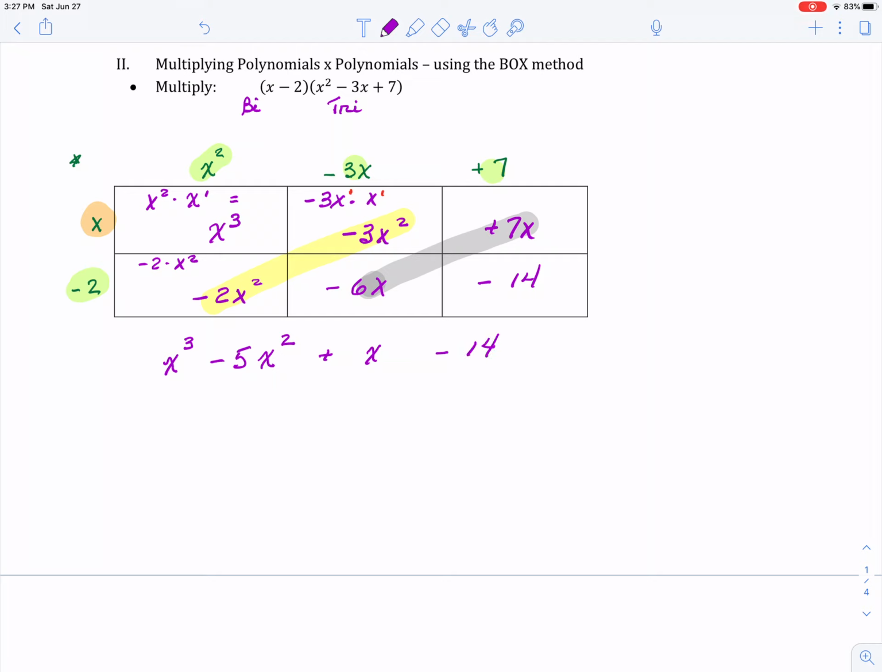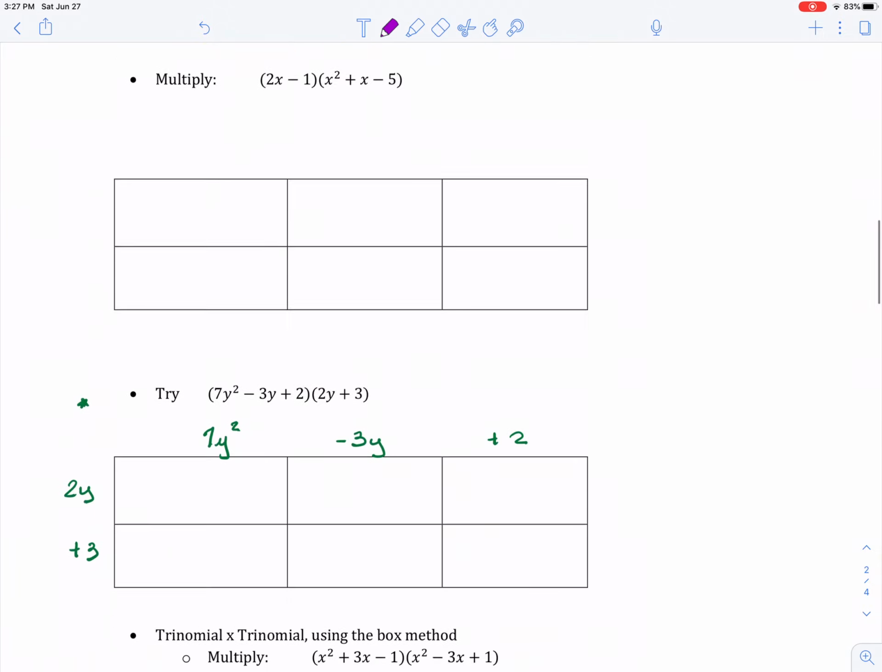So you can see I end up with 4 terms here. This is called a third degree polynomial, and the lead coefficient here is 1 because you look for that coefficient out there on that highest degree term. All right, I'll do one more of these.